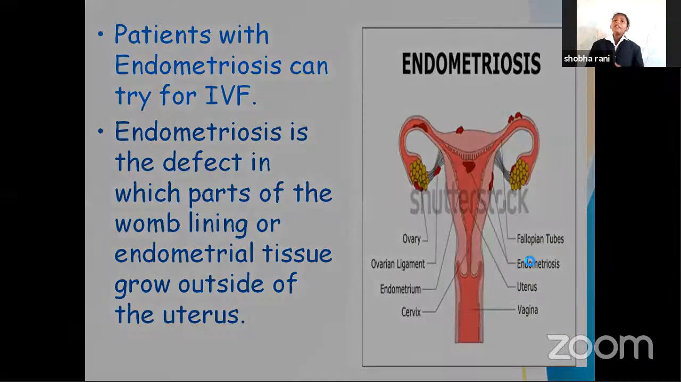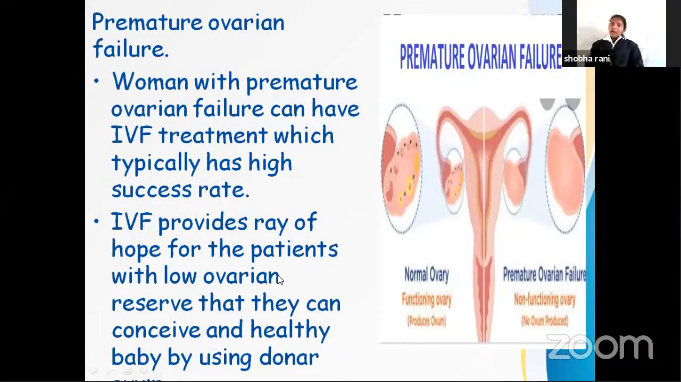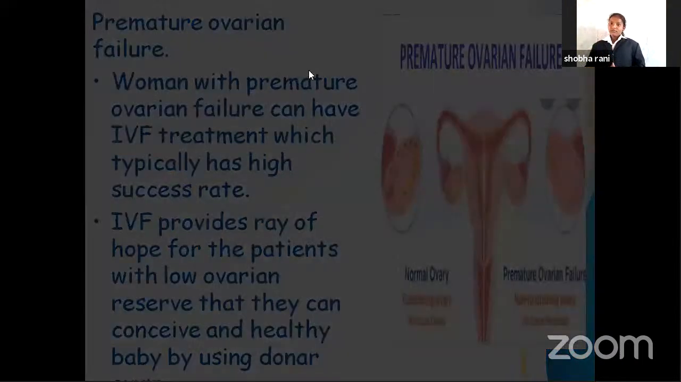Women with premature ovarian failure can try for this IVF treatment because in that condition, the ovary does not produce the ovum. In IVF treatment, women with low ovarian reserve can also conceive by using donor ovum. Men with low sperm count can also try for this IVF treatment by using donor sperm.